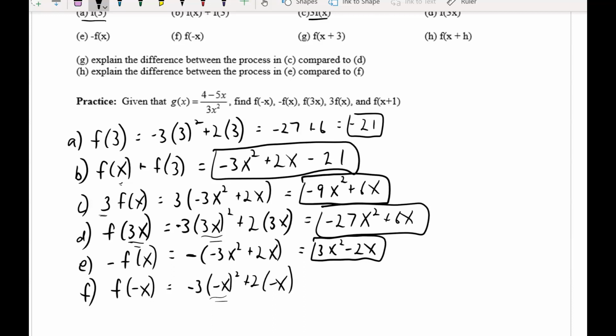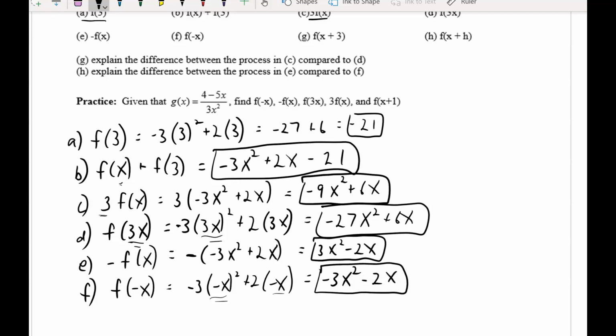When you square a negative, you get a positive. So the first term is negative 3 times positive x squared, which is actually negative 3x squared. And the second term is minus 2x because there's no squaring going on here. You just multiply 2 times negative x. And there they are.